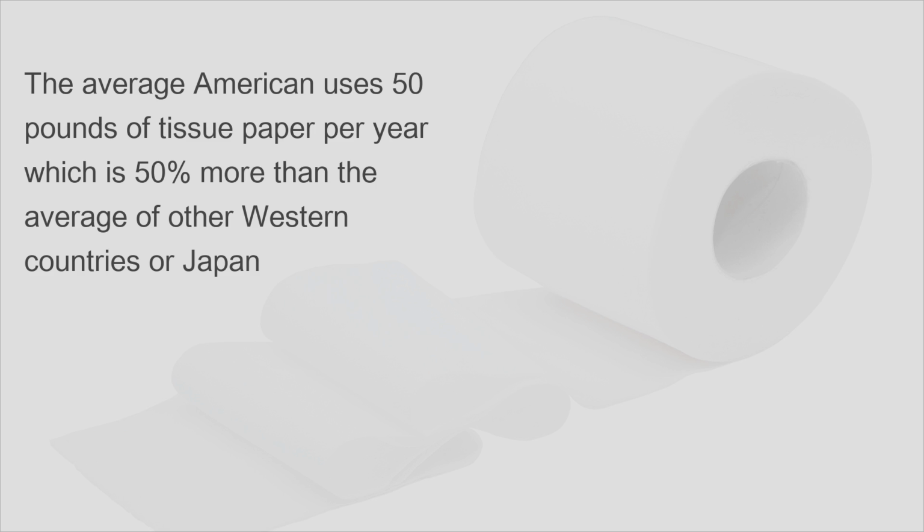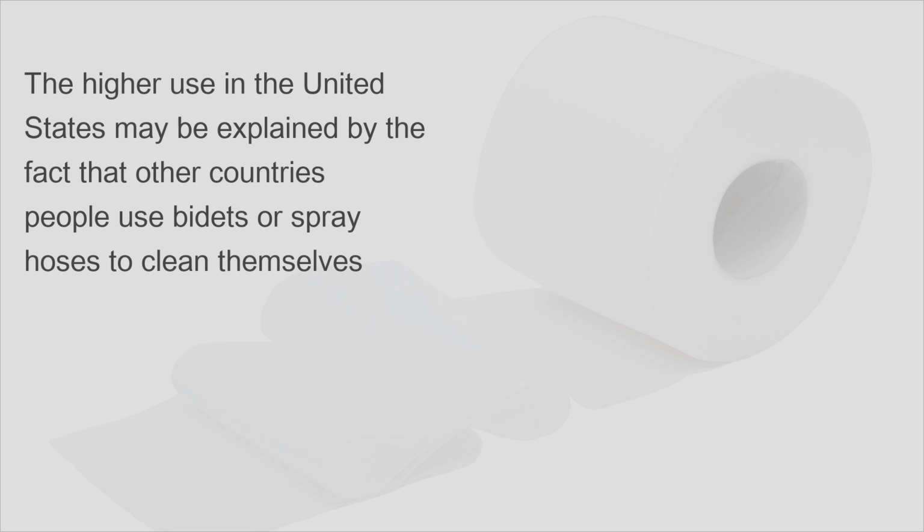The average American uses 50 pounds of tissue paper per year, which is 50% more than the average of other Western countries or Japan. The higher use in the United States may be explained by the fact that other countries' people use bidets or spray hoses to clean themselves.